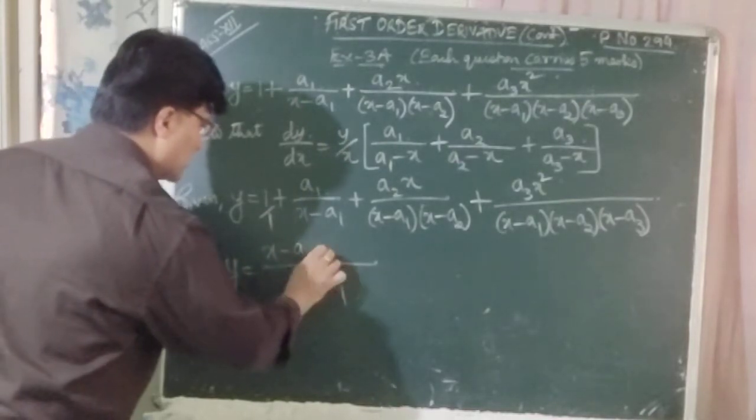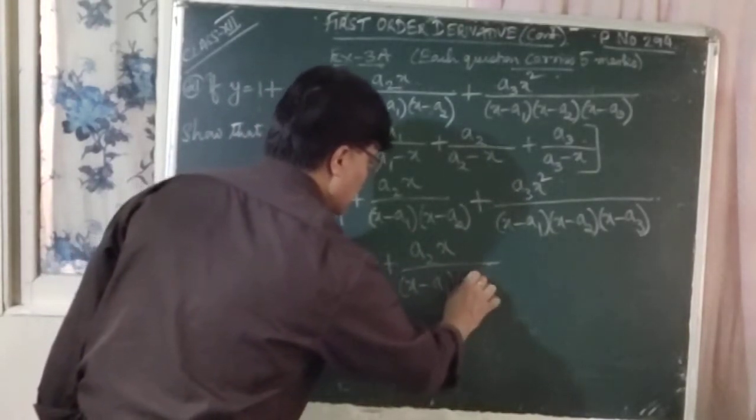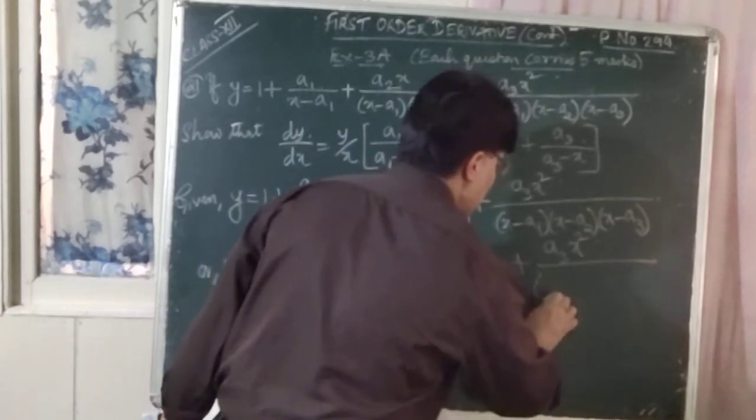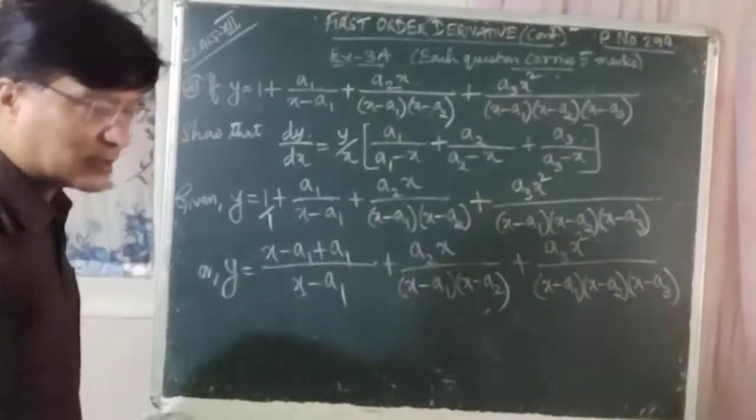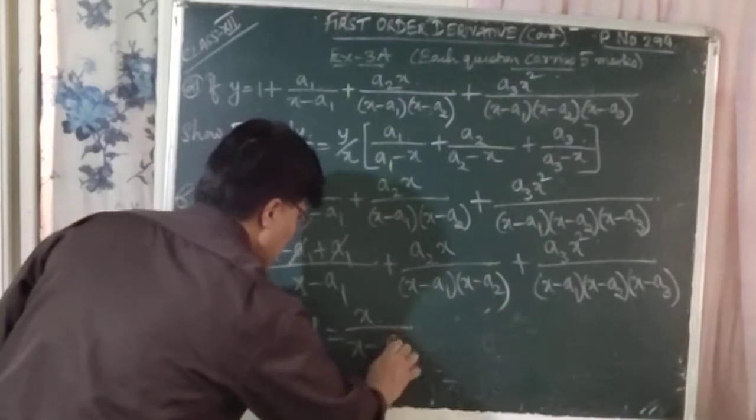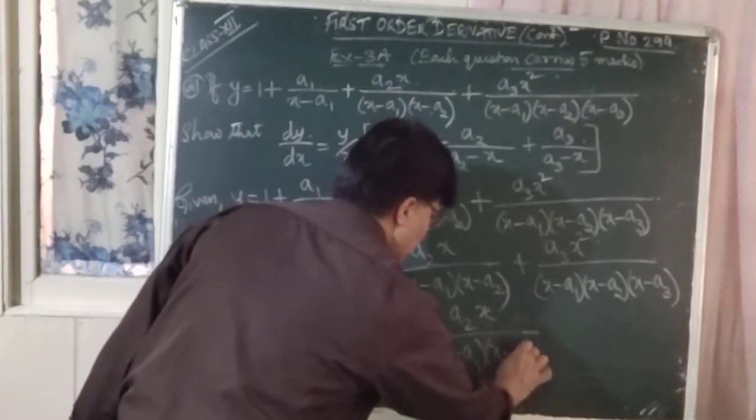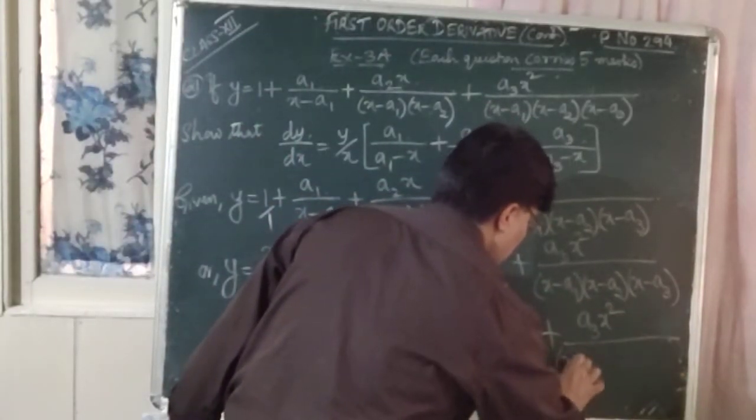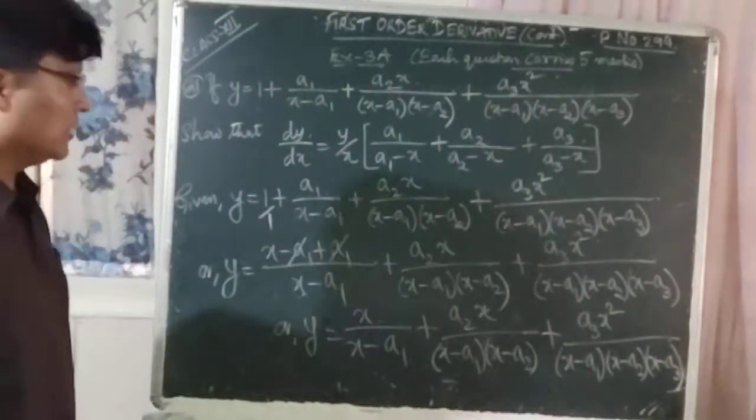So in the numerator, x minus a1 plus a1, right? Then plus a2x divided by x minus a1 into x minus a2. Keep it as it is. Second term and third term remain same, that is plus a3x square divided by x minus a1 into x minus a2 into x minus a3. Is that clear? So here minus a1 plus a1 gets cancelled. So what do we get? y is equal to x upon x minus a1 plus second term a2x, it remains same, x minus a1 into x minus a2, plus a3x square divided by x minus a1 into x minus a2 into x minus a3. Is that clear to all of you?